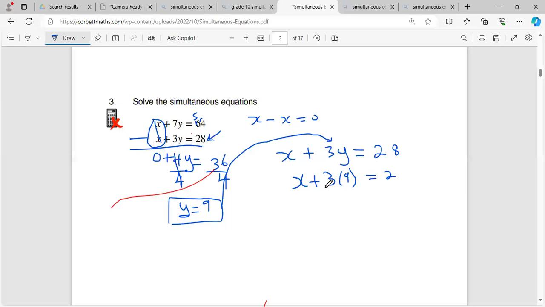And then we do the math. 3 9s, 27. So what plus 27 gives us 28? We already know the answer. It can only be 1, right? But to show working, we subtract 27 from both sides. So x works out to 1.